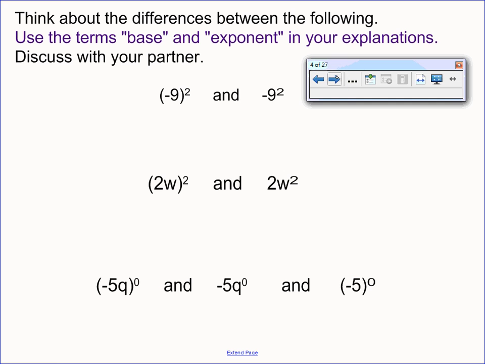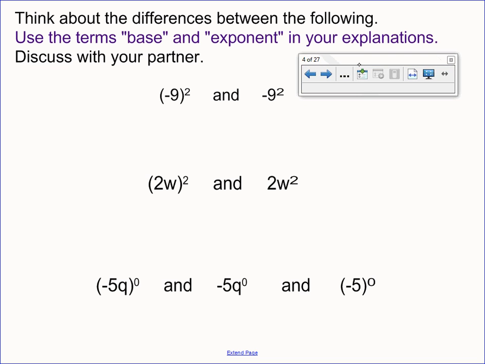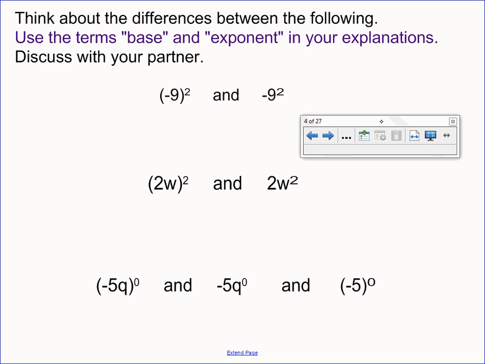All right, let's get you credit for your... Oh, no, I want you to go ahead and talk about the difference between these powers. Right now, you're going to turn to your partner and talk about the difference between these powers: negative 9 squared versus negative 9 squared, 2w squared versus 2w squared, and then negative 5q to the 0 versus negative 5q to the 0 versus negative 5 to the 0. Go ahead and turn to your partner right now and be ready to share your response with the whole class, how they're different.